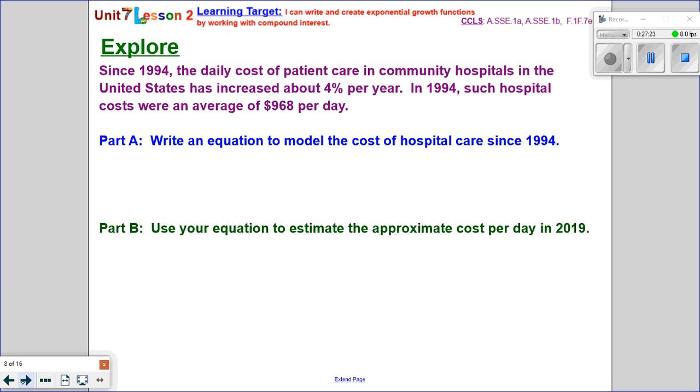All right. So go ahead and explore. Go ahead and do this. Press pause. Do use the same formula. This is all exponential growth. So go ahead. Make me proud. Press pause.